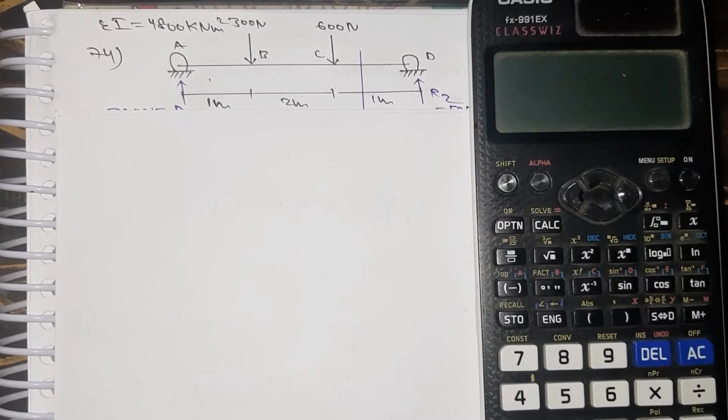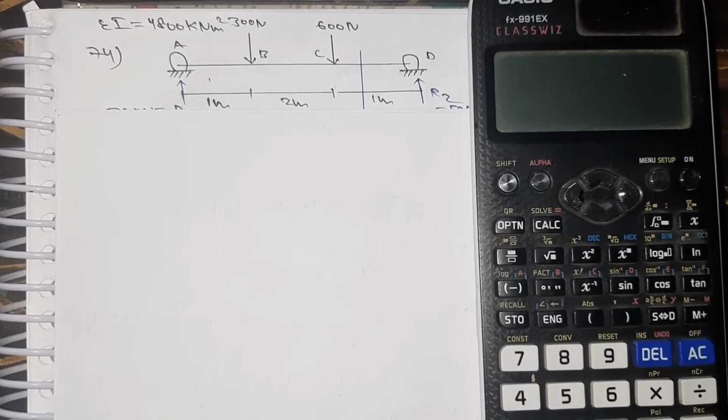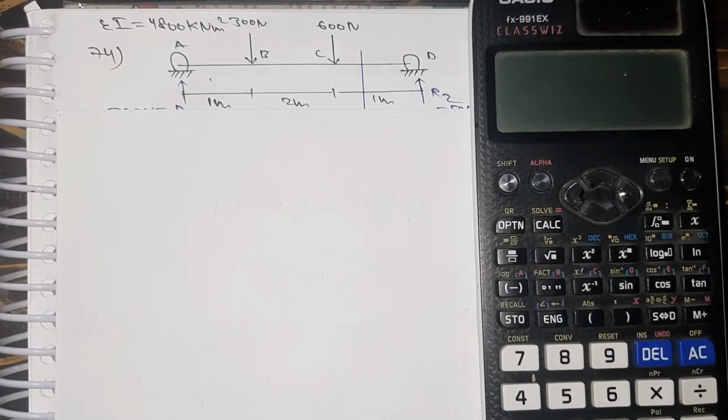As I promised in my earlier video on understanding Macaulay's method over the double integration method, here I am with this new video. We will be dealing with two questions. The first question on your screen is a simply supported beam. There are two point loads, one acting at B and one acting at C. The point load at B is 300 Newton and at C it is 600 Newton.